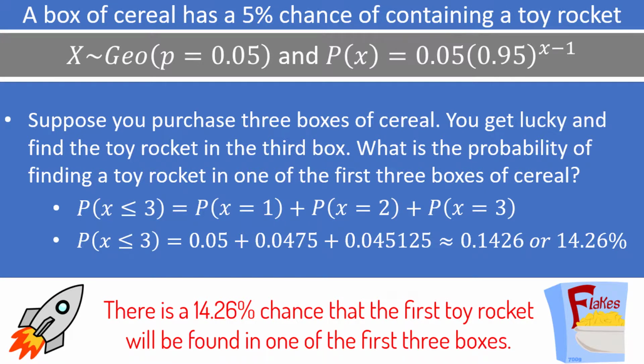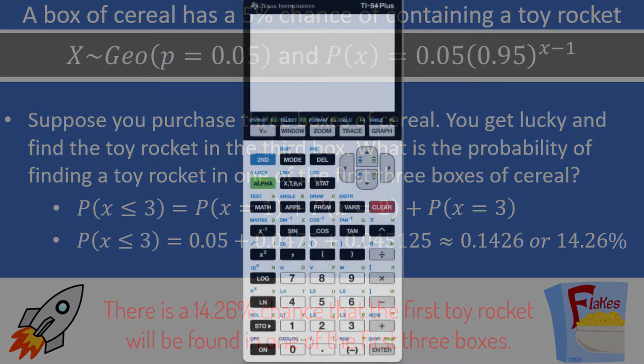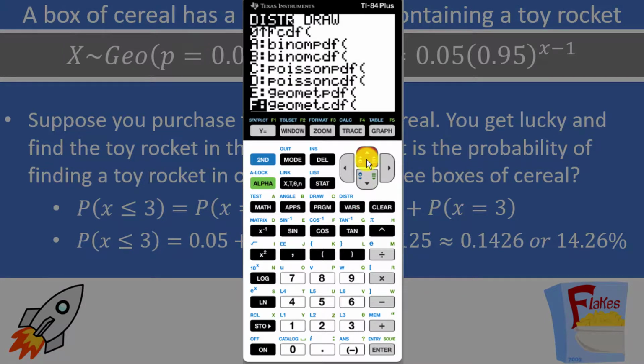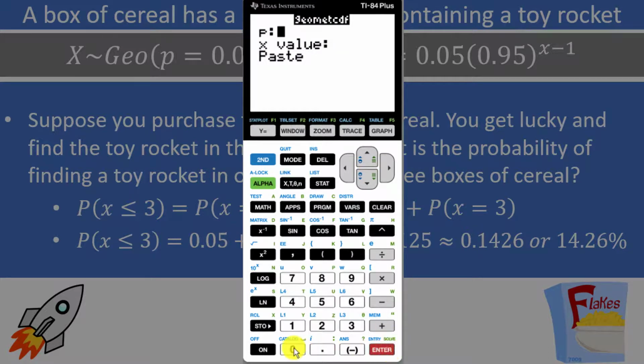Alternatively, you can use the geometcdf function to solve for less than or equal to probabilities like this one. Press second, distribution, scroll up, and select geometcdf. Enter p equals 0.05 and x equals 3. Paste and press enter, and you should get the same answer.